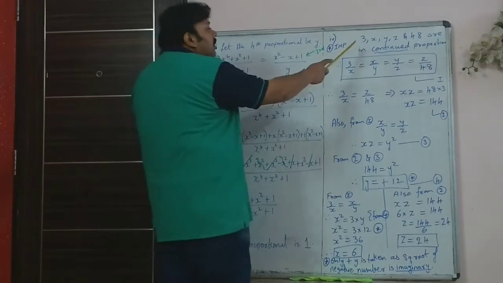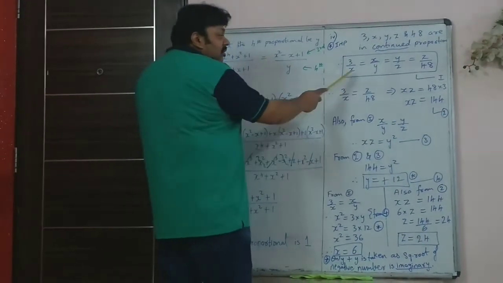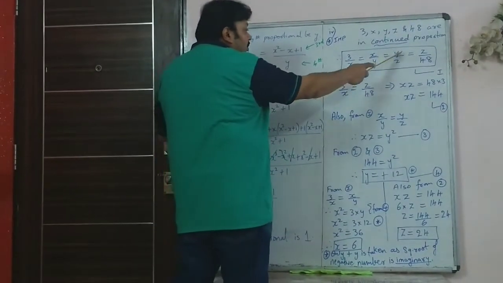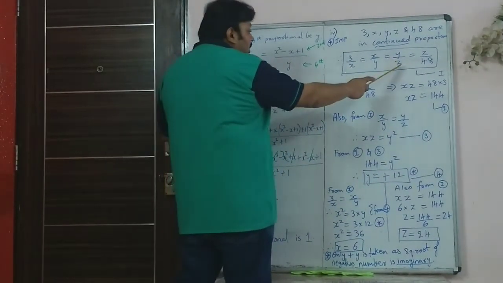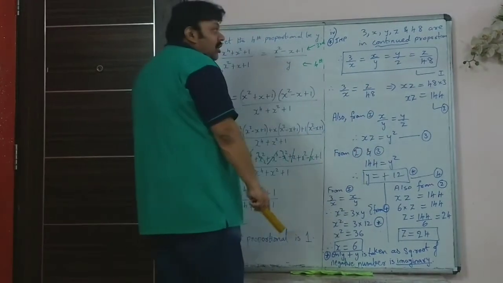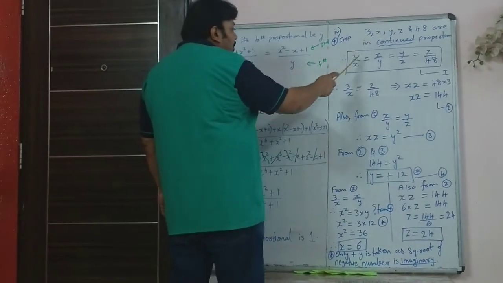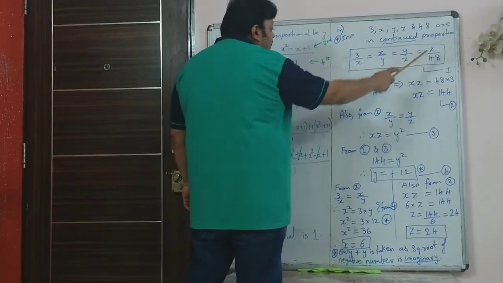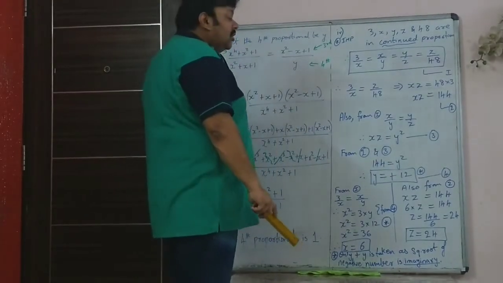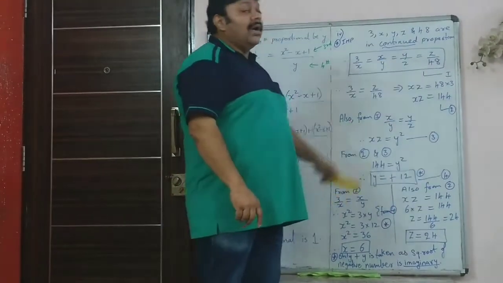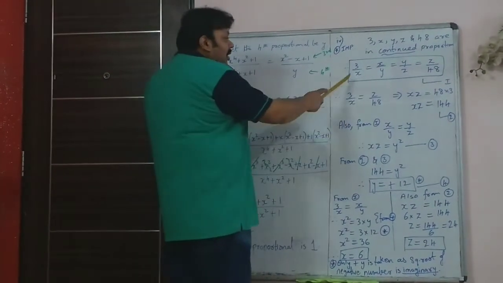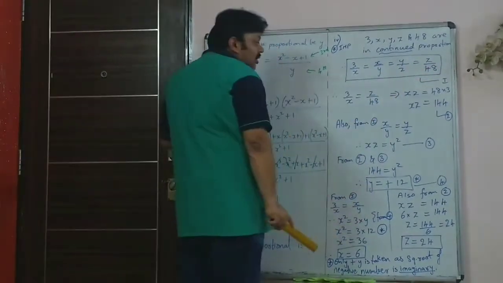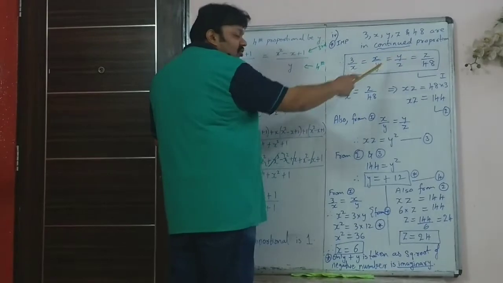So now here, since they are in continued proportion, the first denominator will become the second numerator. Second denominator will become the third numerator. Third denominator will become the fourth numerator, and so on. So 3 upon x is equal to x upon y is equal to y upon z is equal to z upon 48. So this is because they are in continued proportion. So now I am taking only the first and the last term of equation 1. They are equal. All the ratios are equal.